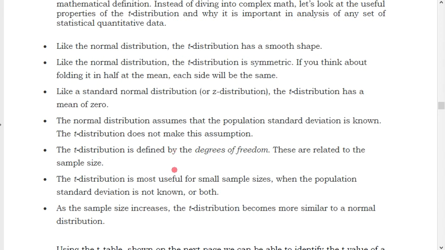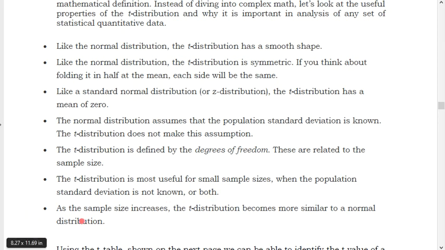Then, the t-distribution is defined by the degrees of freedom. These are related to the sample size. So, we use degrees of freedom sa t-distribution. Sa z-distribution, wala tayong degrees of freedom. The t-distribution is most useful for small sample sizes. So, nabanggit na natin to kanina. Mas useful siya kapag ang sample size ay small, when the population standard deviation is not known, or both.